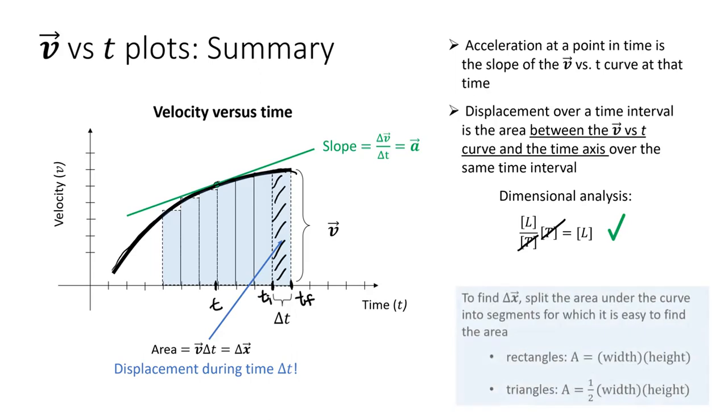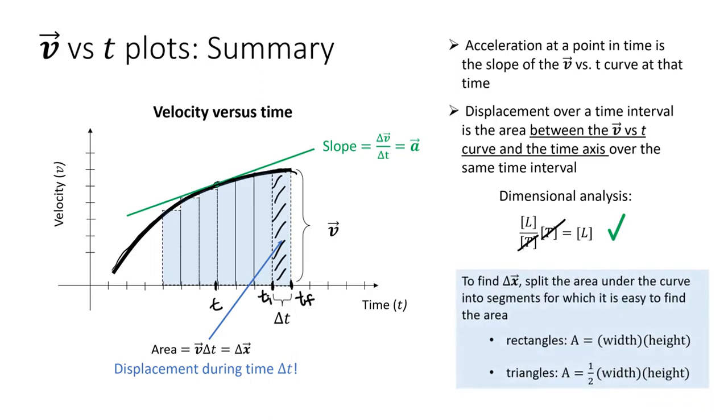Okay, and so in general, how am I going to calculate this displacement? What you need to do is break the area up, the area under the curve over the time interval in which you're interested in finding the displacement. You want to just break that up into pieces for which it's easy to calculate the area. So in general, those pieces should be shaped like rectangles or triangles because we know how to calculate the area of both a rectangle and a triangle. So just a refresher, rectangles have area of width times height or base times height. Triangles have area of 1/2 width times height or 1/2 base times height.